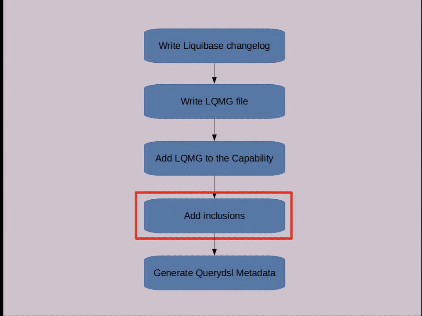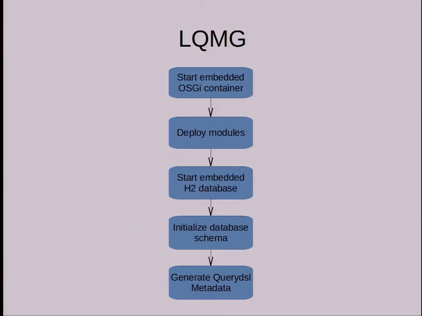And the last step is to generate the Querydsl metadata classes, which is the same as the JPA static metamodel. So to do that, there is this tool called LQMG. And how does this tool work? This is a command line tool, but it's also wrapped into a Maven plugin. Probably in the future, there will be a plugin for Eclipse that works together with BND tools, and so you can just generate your code with one push.